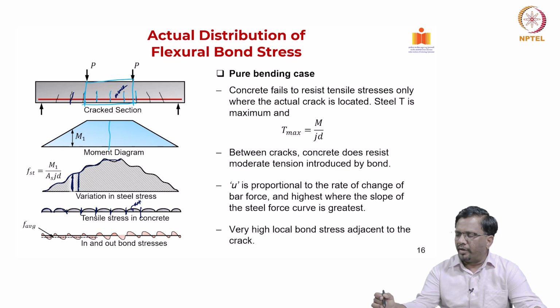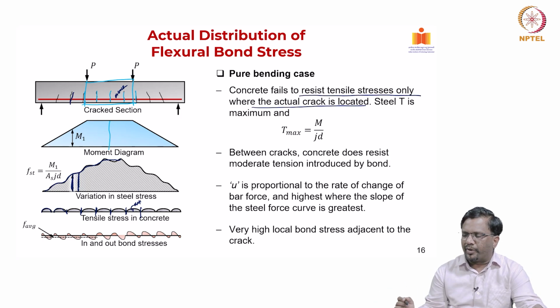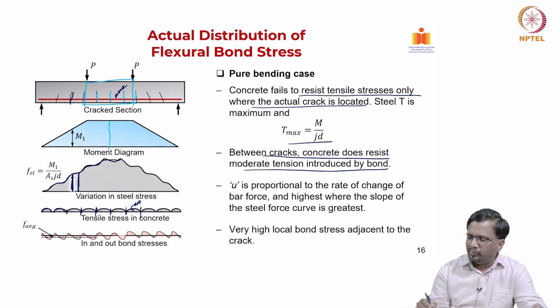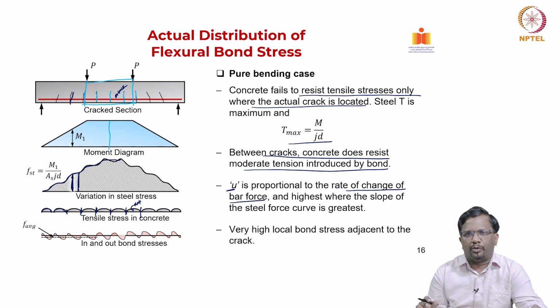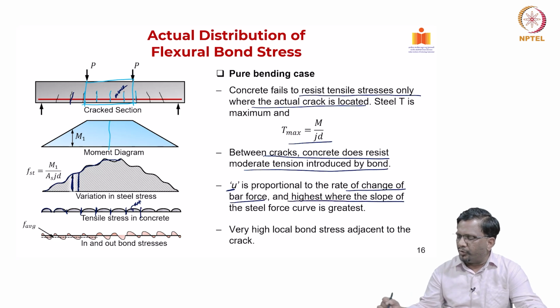So, the concrete is said to fail to resist tensile stresses only when there is an actual crack located. So, the steel tension T is maximum, and T max will be M by jd. Now, between the cracks the concrete does moderately resist tension introduced by bond. Now, this bond stress is proportional to the rate of change of bar force, that means it is proportional to the bending moment that it is seeing. It is highest where the slope of the steel force curve is greatest.